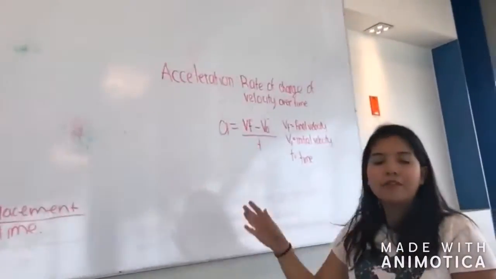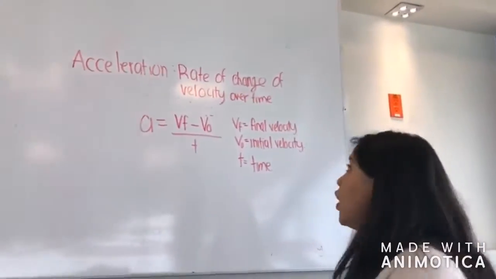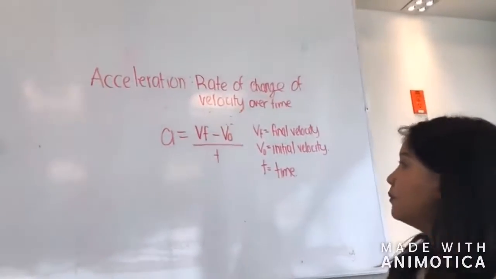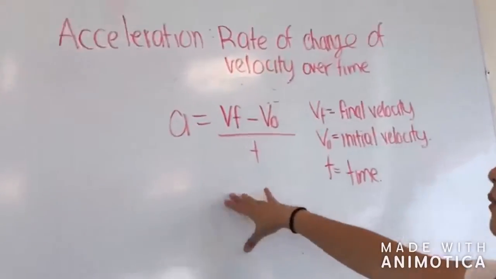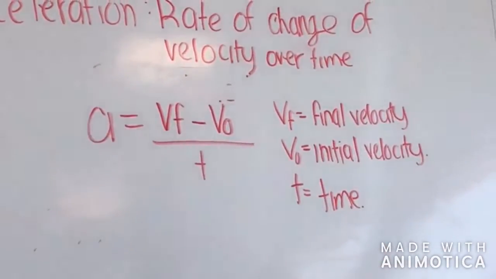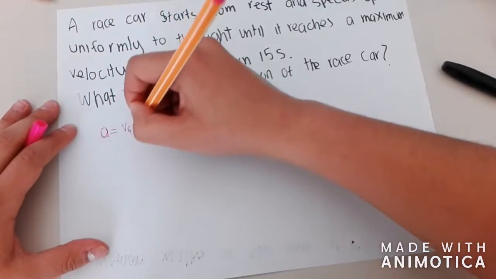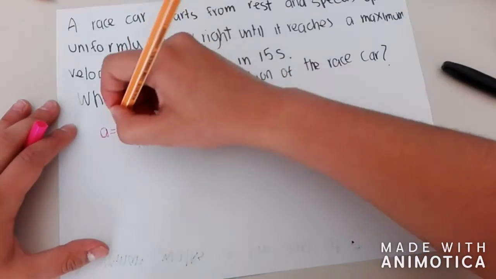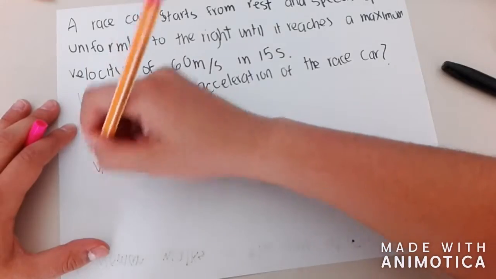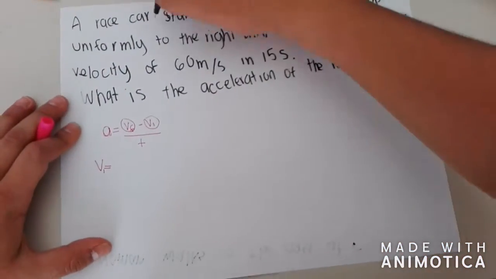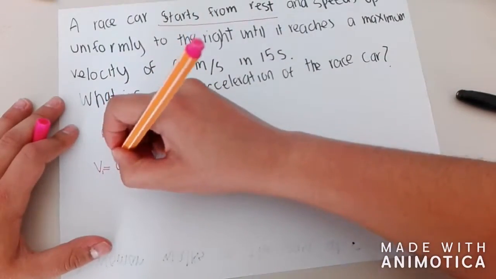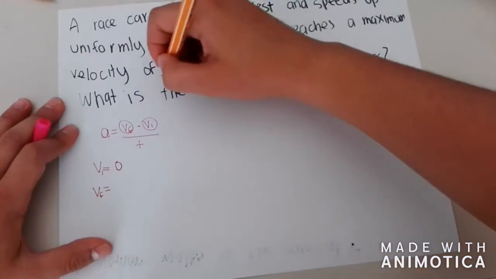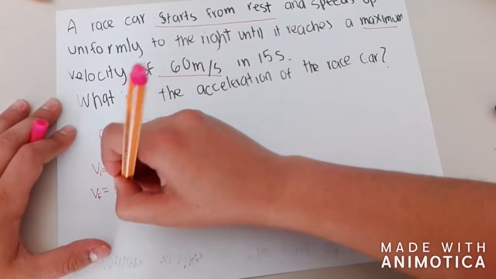First, we're going to write the formula: acceleration equals final velocity minus initial velocity over time. Our initial velocity equals 0 because it starts from rest. Then our final velocity is 60 meters per second, and the time is 15 seconds. Then we're going to substitute all our data, and we're going to have a result of 4 meters per square second.